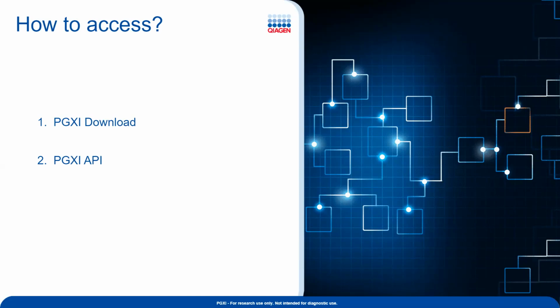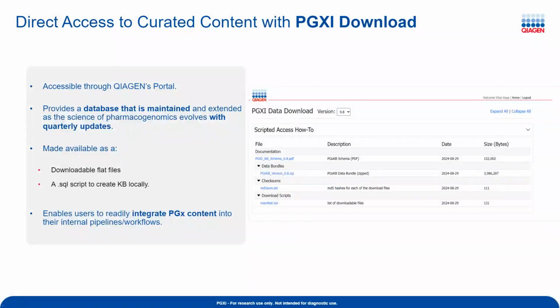Now, the download module will give you direct access to curated content. The module itself is hosted on QIAGEN's QDI portal, so customers will have access to a schema, to a bundle of data files that include flat files of all the tables that we have populated, but also a SQL script to help you create that knowledge base locally and integrate it into your workflows or pipelines. Users will be able to either download that content directly from a web browser, but we also offer programmatic ways to access that curated content and download it.